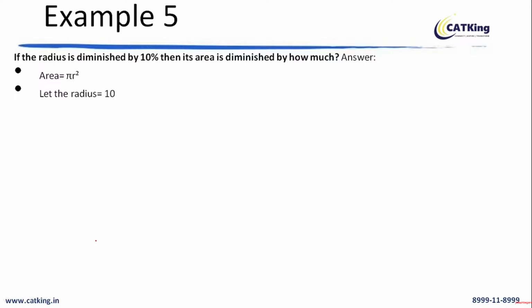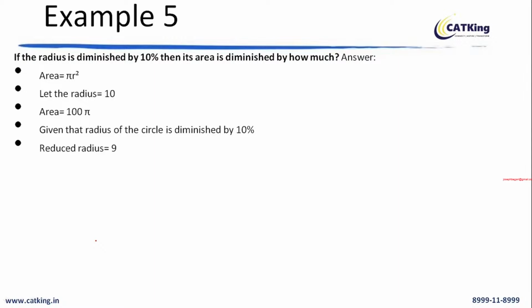हमने x लेके भी किया, हमने 100x लेके किया, अब हमने एक नंबर लेके किया. पहले सिर्फ एक वेरिएबल लिया था, फिर एक नंबर वेरिएबल दोनों लिया था, अब एक सिर्फ नंबर लेके किया था. So let's say radius 10, तो एरिया क्या होगा 100 pi. This pi r square, 10 का square is 100, so area will be 100 pi. अब the radius is diminished by 10%. Radius क्या हो जाएगा 10% of 10 मतलब 1. The reduced radius would be 9. 10 minus 1, 9.